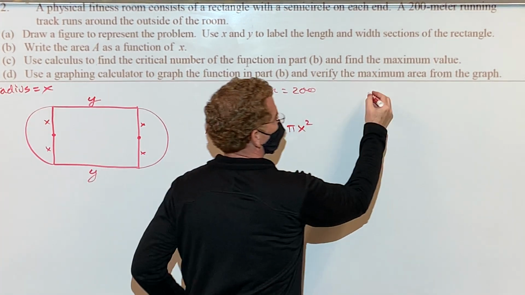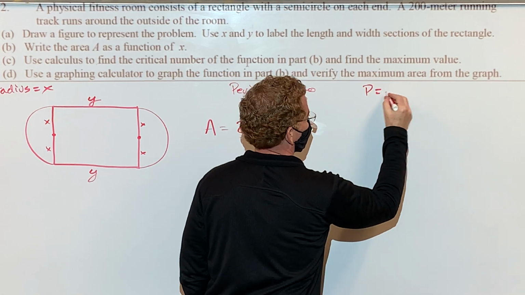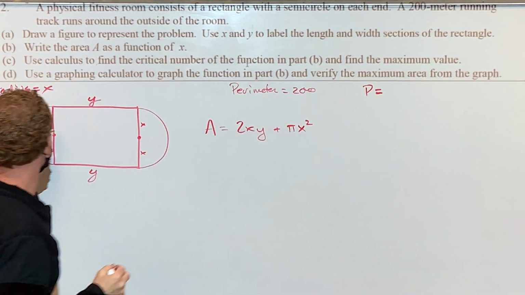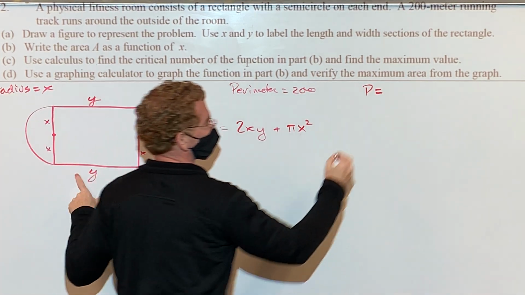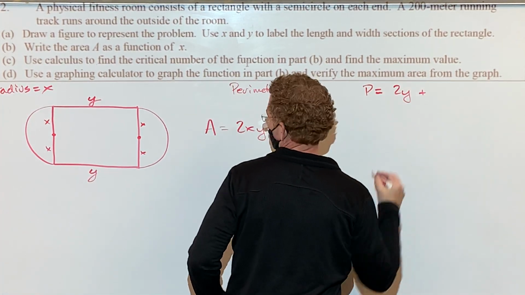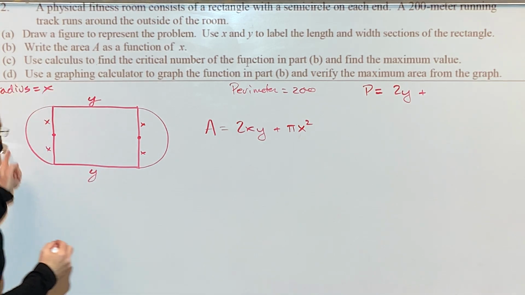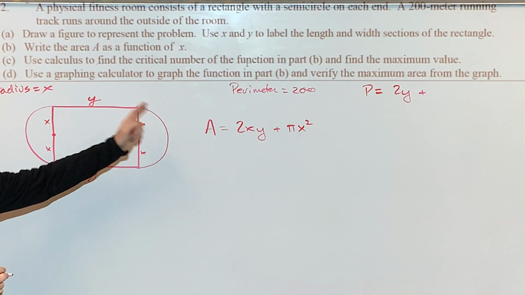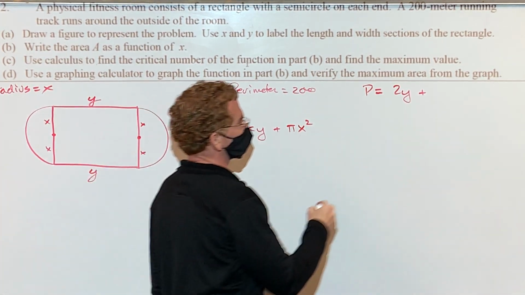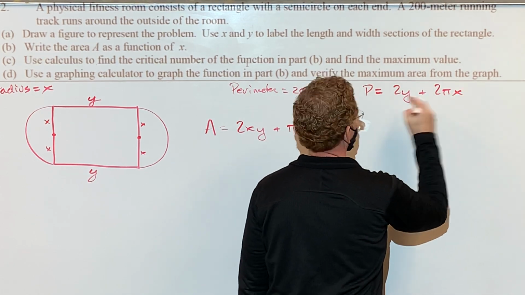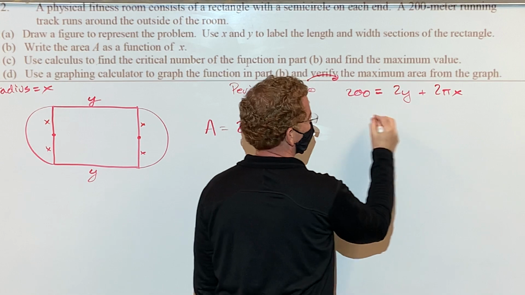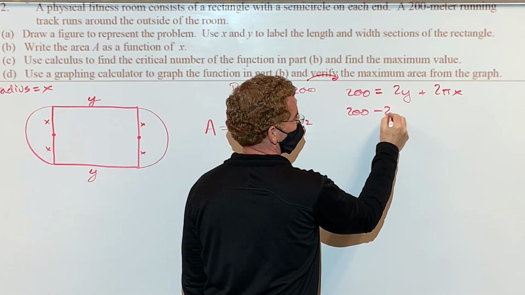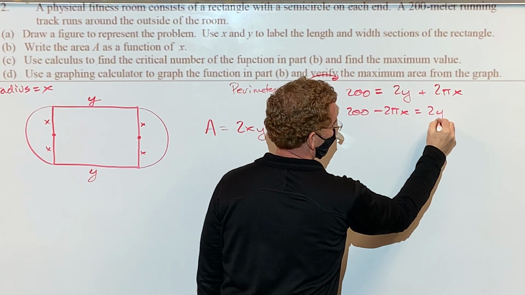And I should be able to with perimeter. If perimeter is 200, what is my perimeter equation? 2y plus 2 pi x, because that's the circumference of the circle. So 2y plus 2 pi x, and we already know perimeter is 200. So that should be pretty easy to solve for y.